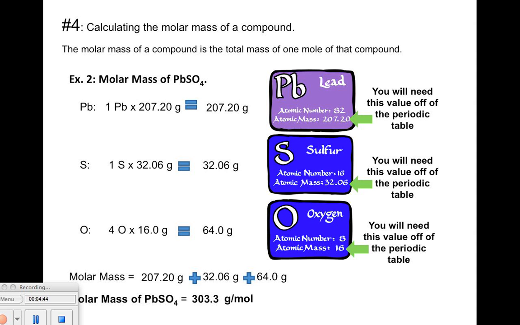Now what I want you to do is to go to your student success packet, and complete the next few practice problems so that you can get more practice with calculating the molar masses of different compounds.